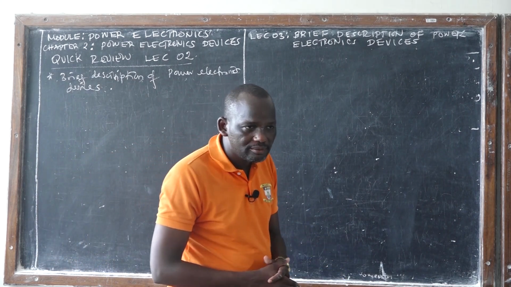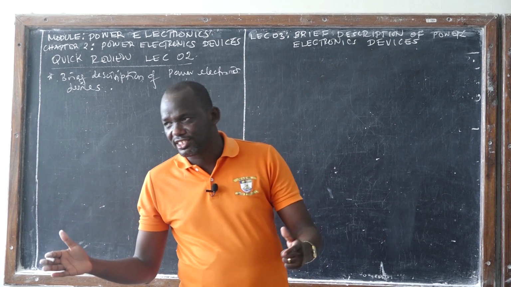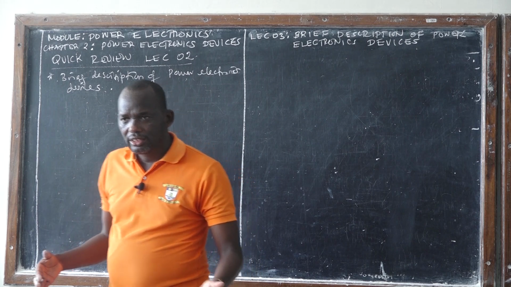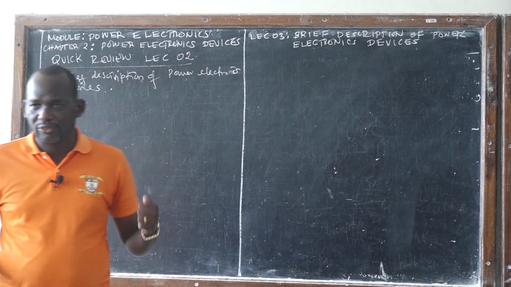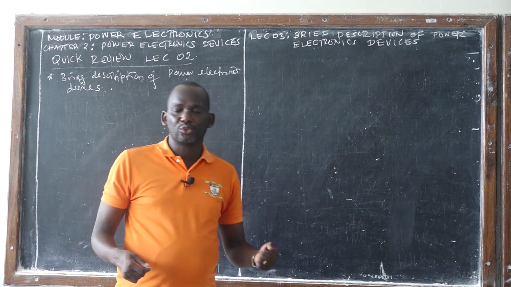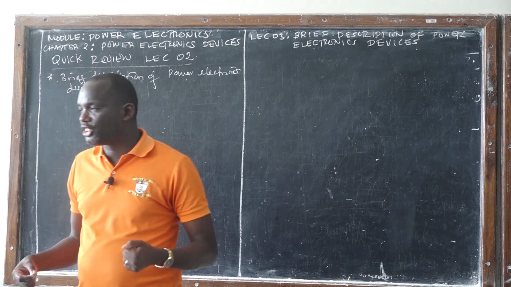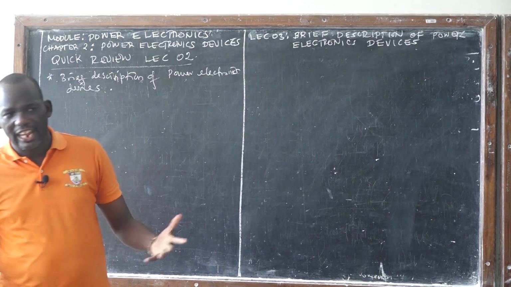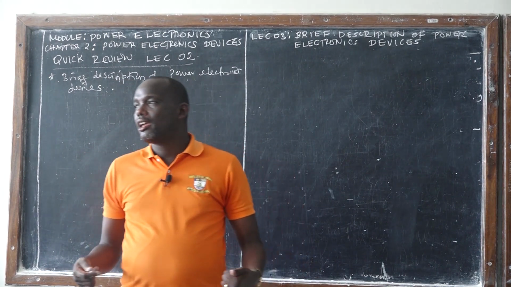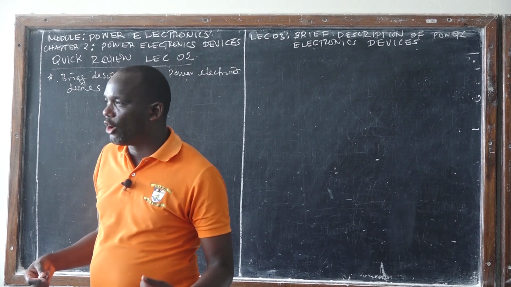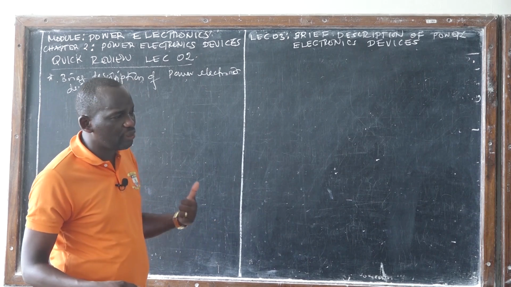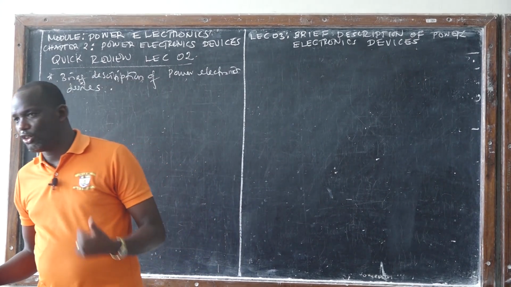The third one, power bipolar junction transistor, or power BJT. The fourth one, a MOSFET. The fifth one is called the thyristor, or silicon controlled rectifier. Then another one is called insulated gate bipolar transistor, or IGBT. Not bipolar junction, it's called insulated gate bipolar transistor, or IGBT.